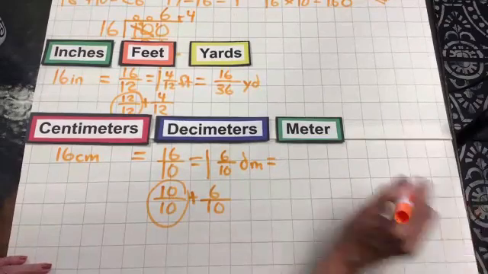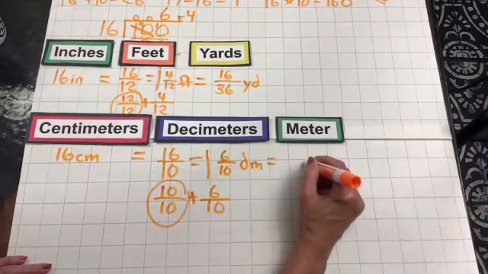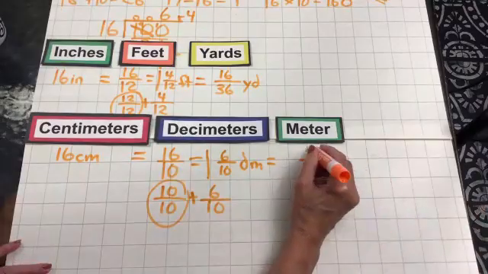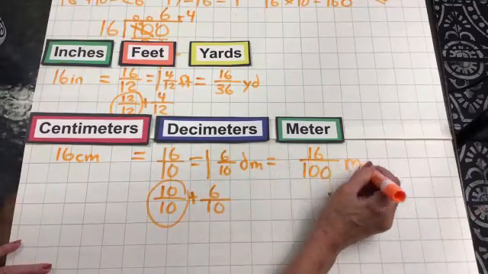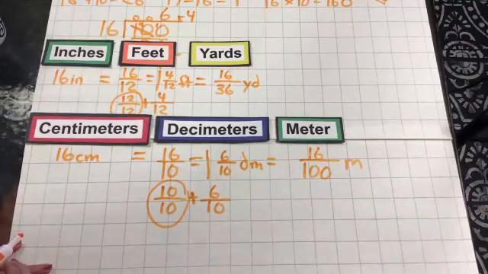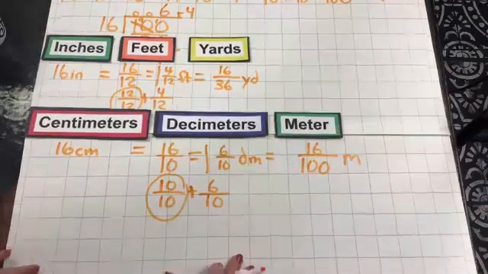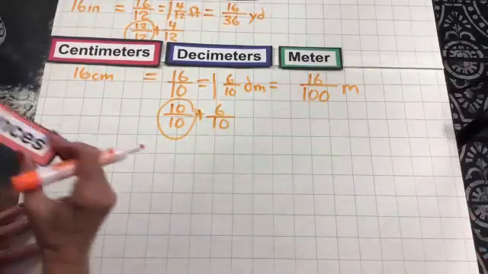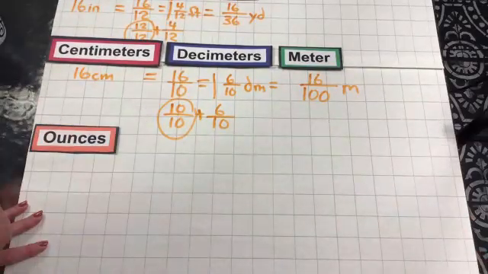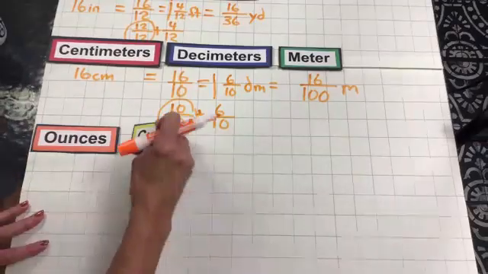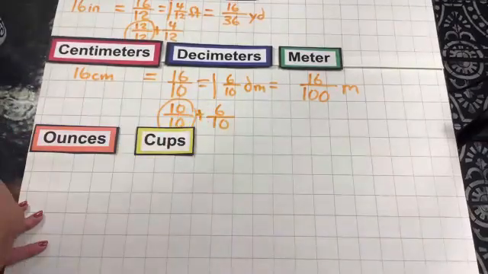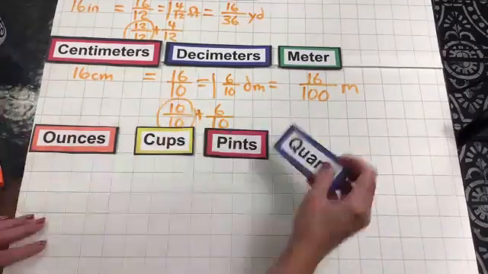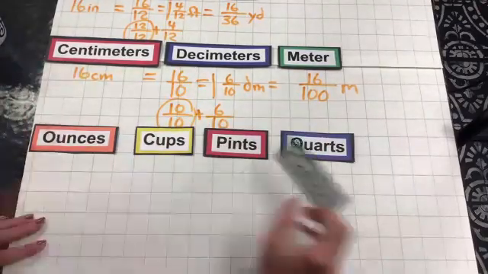All right, looking good. Let's go on. So we need 100 centimeters to make a meter, and we only have 16. So we have 16 hundredths of a meter. Moving on to our liquid measurement, talking ounces, cups, pints, quarts, and gallons.